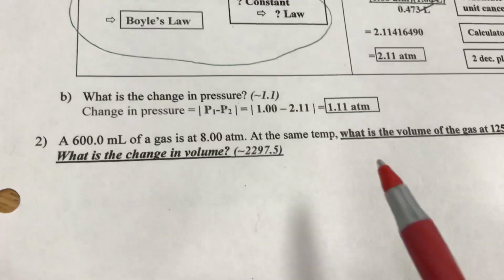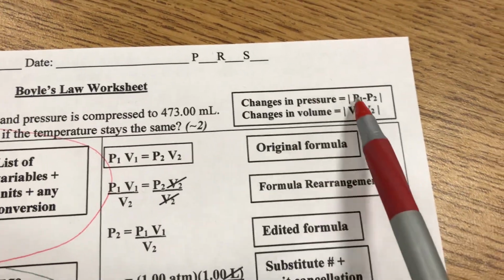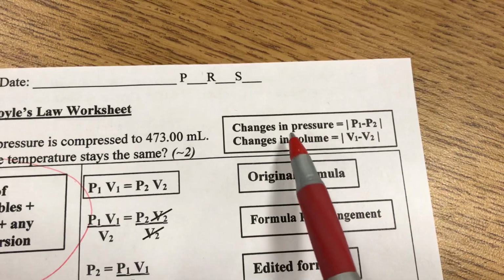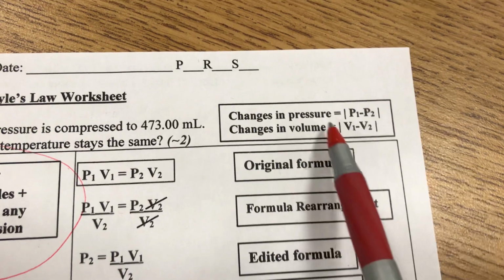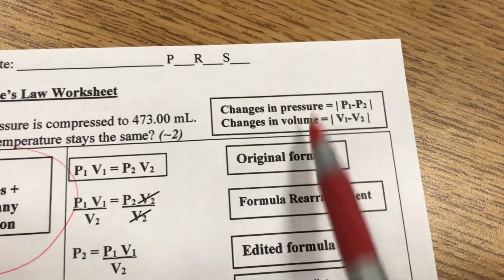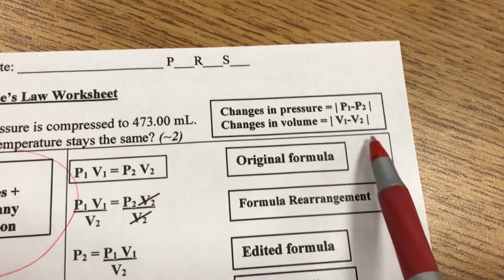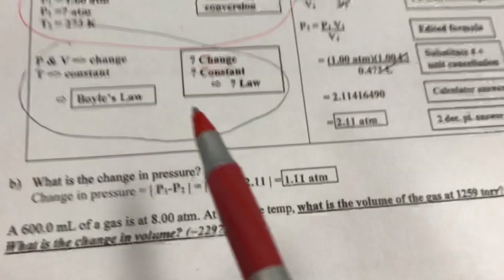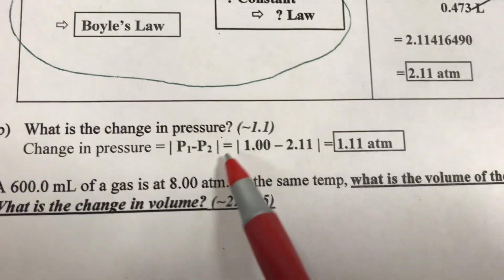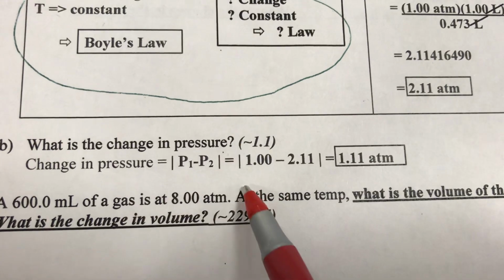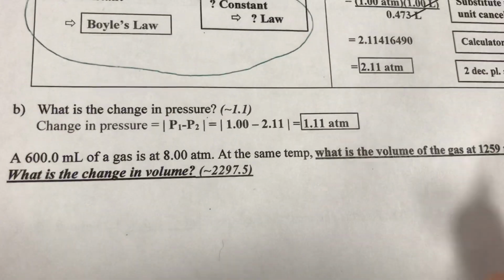Okay, for the change of the pressure or change of the volume, I also give the formula. Change in pressure is the difference between the two pressures. Change of the volume is the difference between the two volumes. So you just take P1 minus P2 or P2 minus P1, it doesn't really matter, and then take the absolute value, because the difference between the two pressures, or the two volumes, must be a positive number. So here the change in pressure will be P1 minus P2 or P2 minus P1, it doesn't really matter. You take the absolute value, so the difference between the two will be 1.11 ATM.